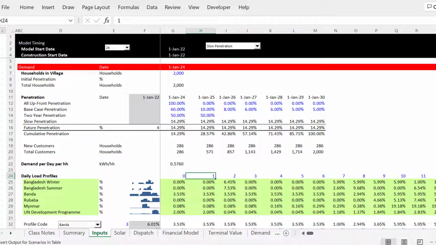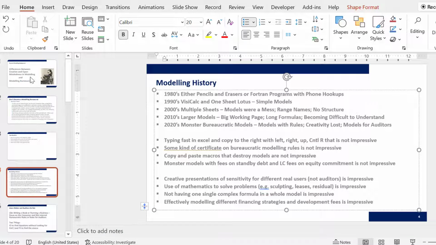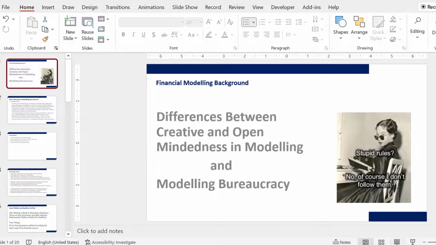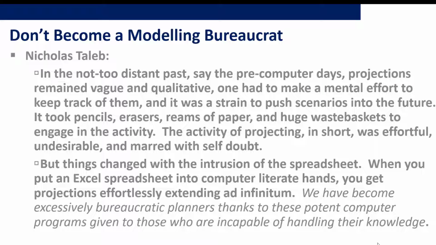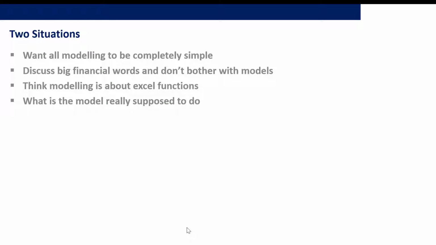But I just, as an introduction to this video, want to just go through something that's been driving me more and more crazy. I've talked about this before, but please, why in the heck do you have to follow stupid rules? They're really stupid. This is this quote I just have to repeat. We've become excessively bureaucratic planners thanks to Excel, and we can't really handle the knowledge.